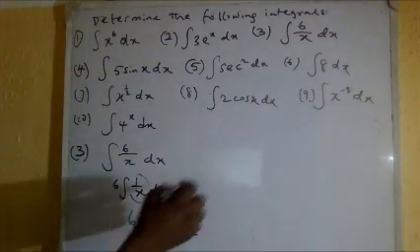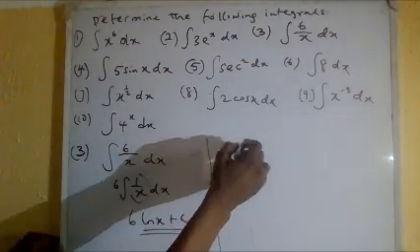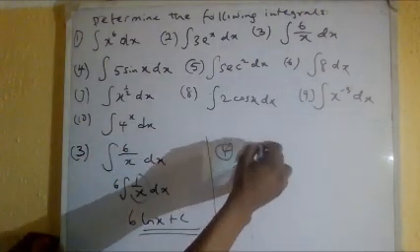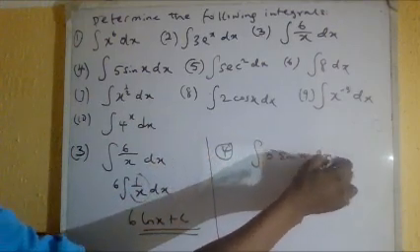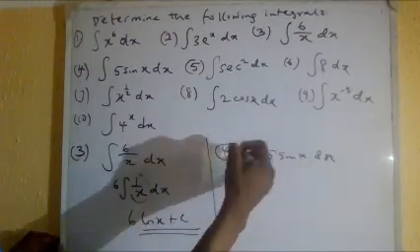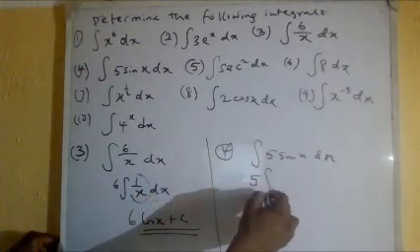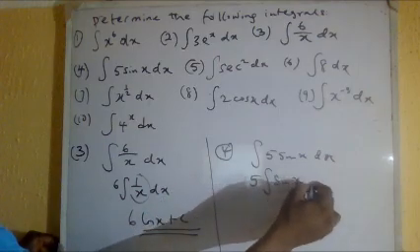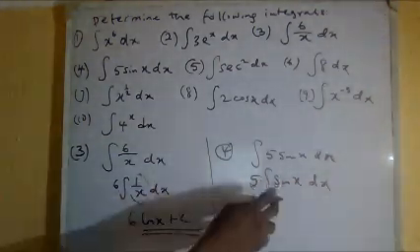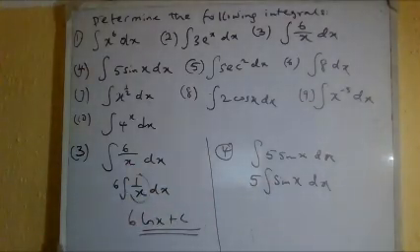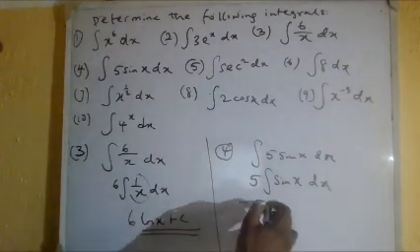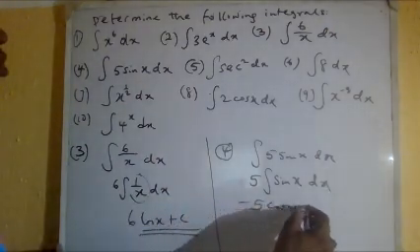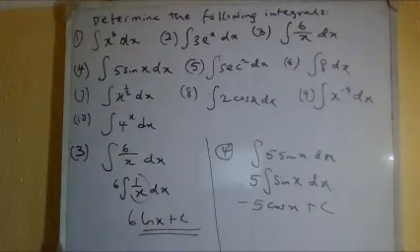Number 4, I have the integral of 5 sin x dx. Remember, you can bring out 5. So it's 5 times the integral of sin x dx, and the standard integral for sine is minus cos. So it's 5 times minus cos x plus c. That is the final integral of that one.